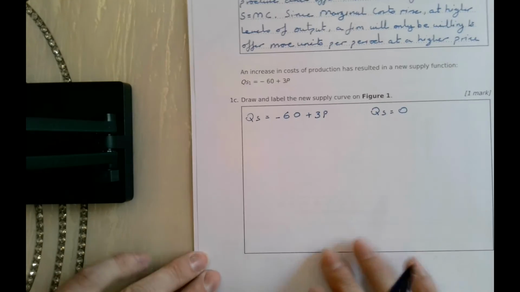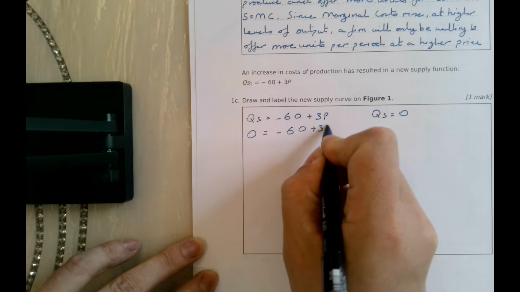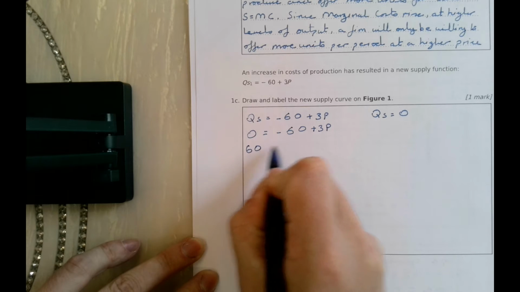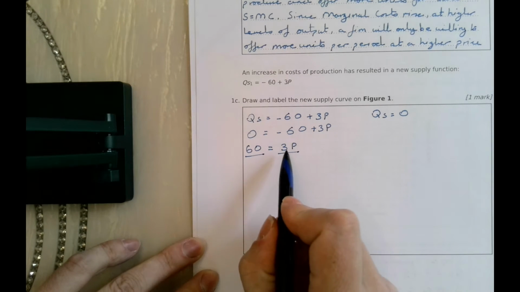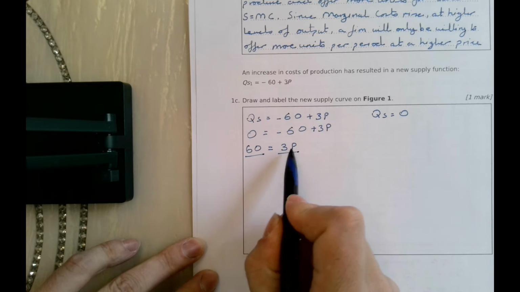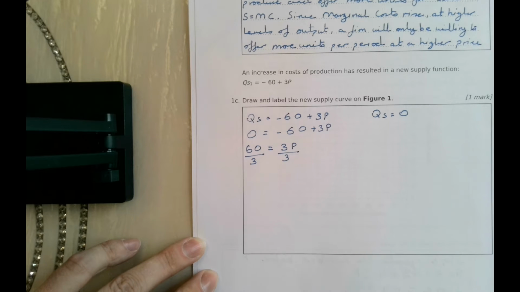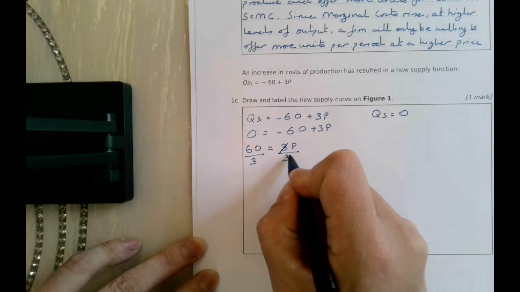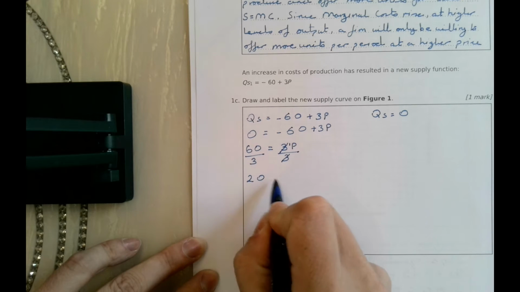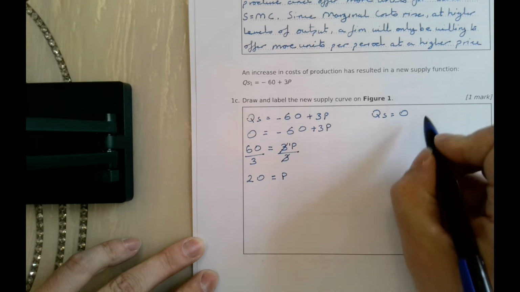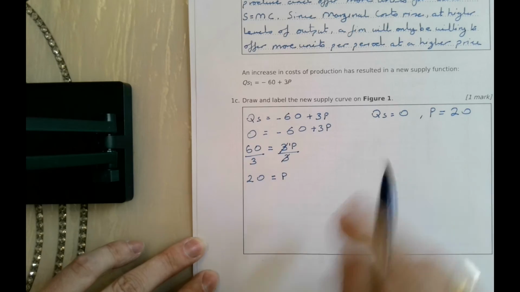So what we're going to do then is I'm going to write down 0 equals minus 60 plus 3p. I'm going to bring the 60 over, that's going to change its sign, so we get 60 equals 3p. Like in the demand video, whenever you have a variable equal to a number, you divide both sides by the number before the letter you're trying to find. We're trying to find p, so 3p divided by 3 is simply 1p or p, and 60 divided by 3 is 20. So 20 equals p. What we're saying is when price is 20, quantity supplied equals 0.